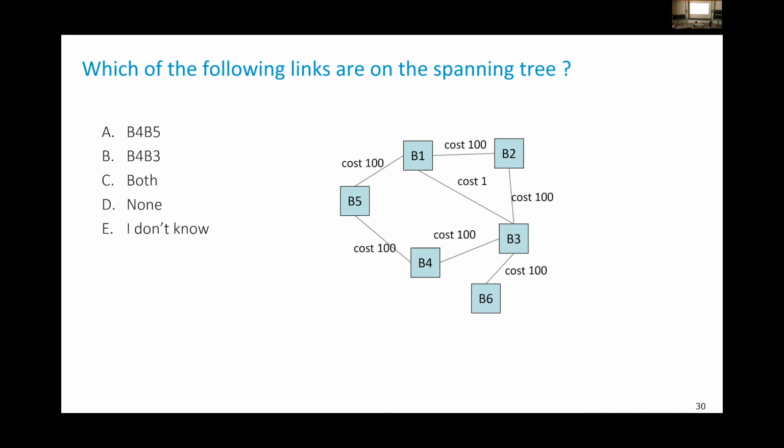In this example, you have all costs of 100, perhaps because there are 10 megabit per second lines, and there is a cost of 1 because this is a 10 gigabit per second line between B1 and B3. And I'm asking you, imagine you are connecting your 6 bridges in this way. Among the links that exit B4, what are the ones that will be on the spanning tree? B4-B5, B4-B3, both or none of them?